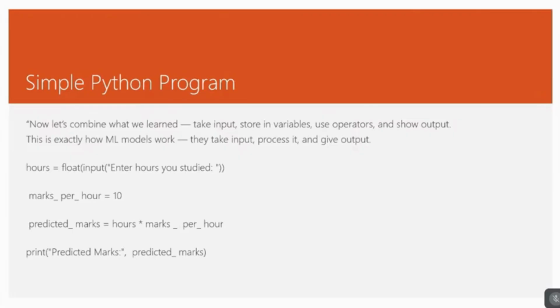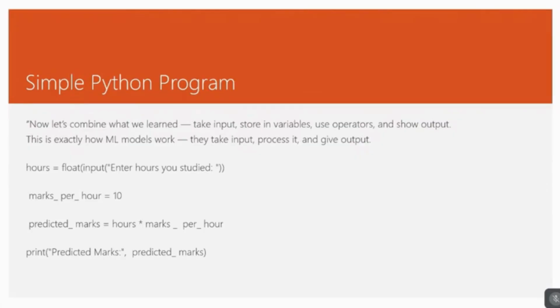Okay. So now let's combine what we learned. Take input, store in variables, use operators, and show output. This is exactly how ML models work. They take input, then process it, and then give output.